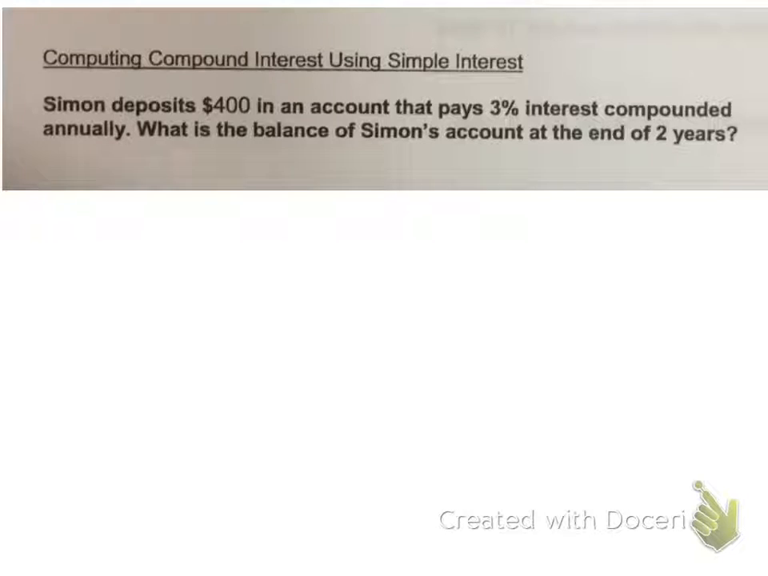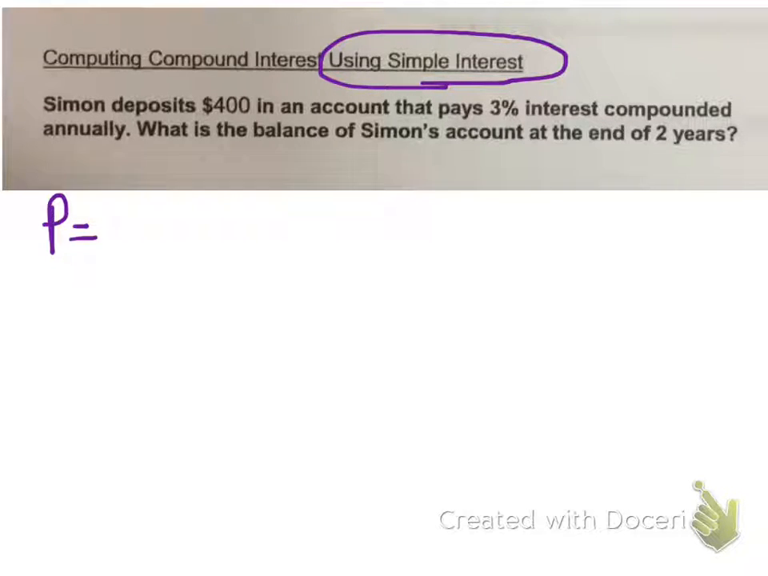All right, it says compute compound interest using the simple interest formula. Simon deposits $400 in an account that pays 3% interest compounded annually. What is the balance of Simon's account at the end of 2 years? So what they're asking us to do here is they're telling us it's compounded, but it's telling us to figure this using the simple interest formula. So what is P in this problem? Let's kind of break it down.